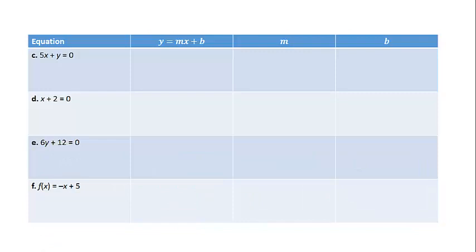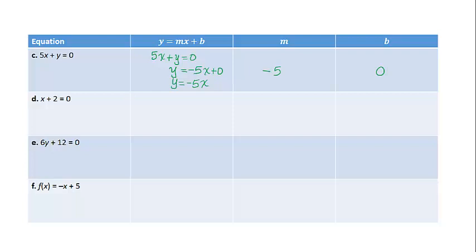Five x plus y equals 0. To write that so that it's solved for y, we just subtract 5x from each side. So that gives us negative 5x plus 0, which is understood to just be negative 5x. The value of m is this coefficient of x, which is negative 5, and b is a constant term, which is implied to be 0.